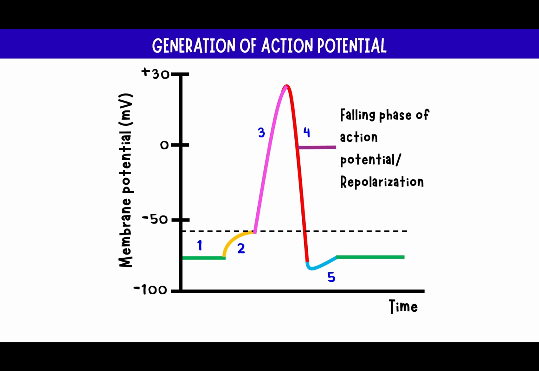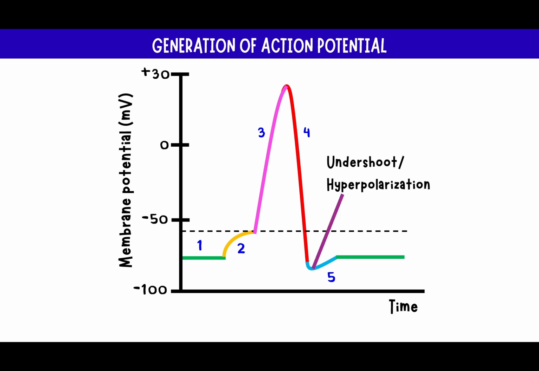4. Falling phase of action potential. After the peak of depolarization, the falling phase occurs. This is where potassium ions diffuse out of the axon, and the membrane potential starts to become negative again. 5. Undershoot. Finally, there's an undershoot, or hyperpolarization, where the membrane potential briefly becomes more negative than the resting potential before returning to normal.